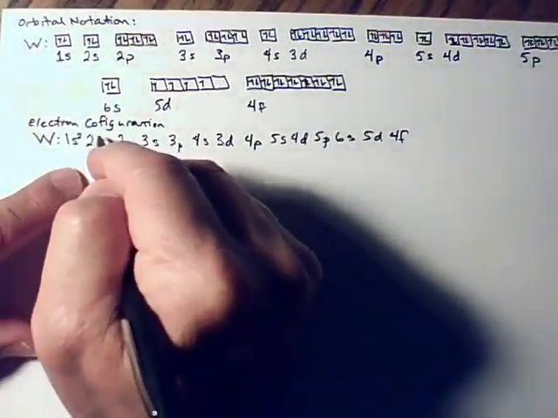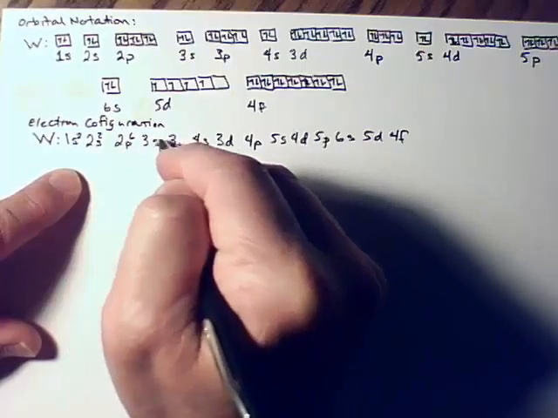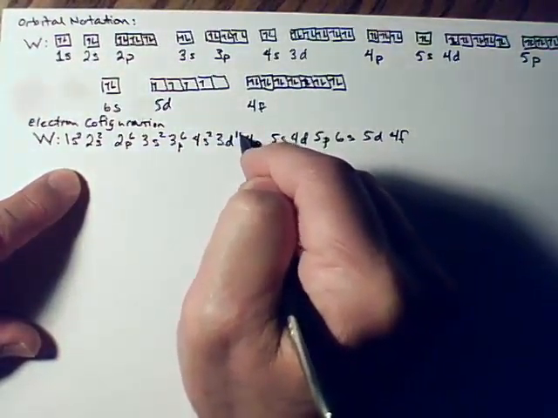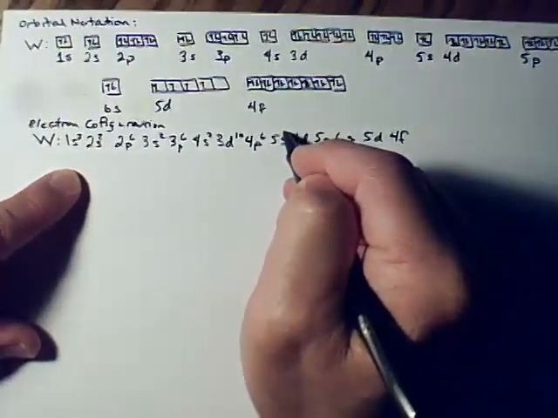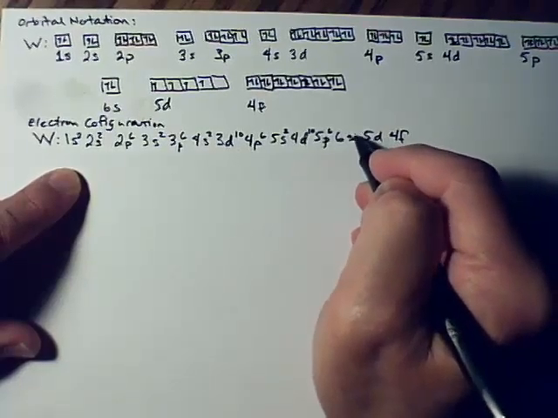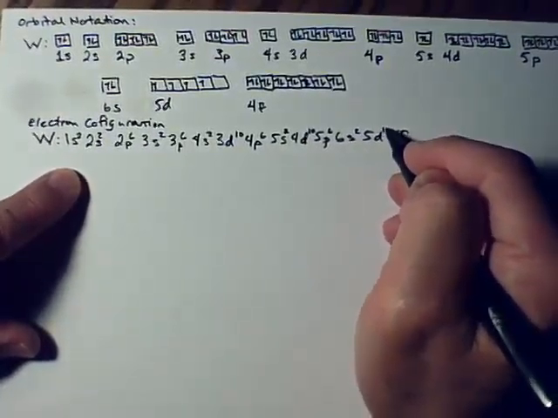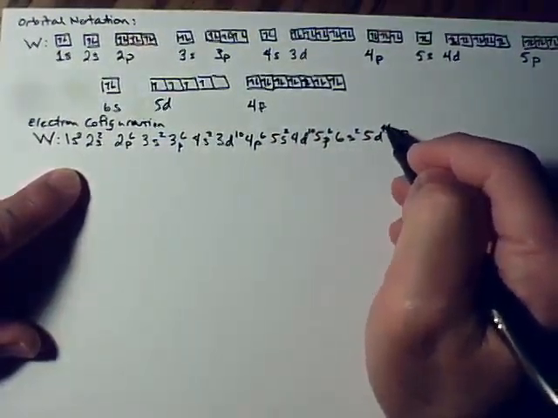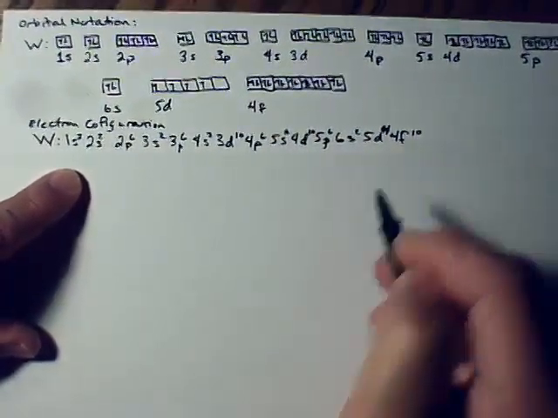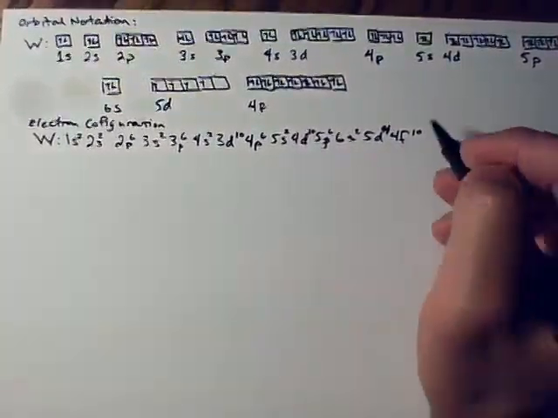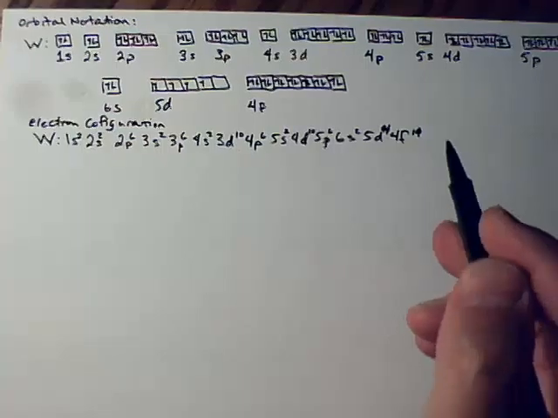So 1s2, 2s2, 2p6, 3s2, 3p6, 4s2, 3d10, 4p6, 5s2, 4d10, 5p6, 6s2, 5d10, 5d4, and 4f10. Okay? 14, right.